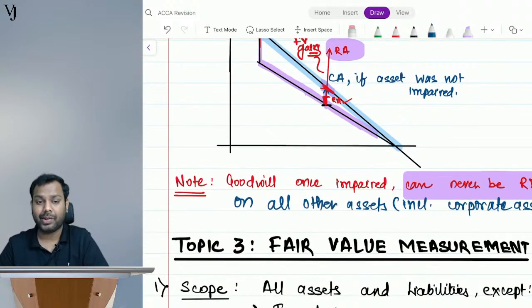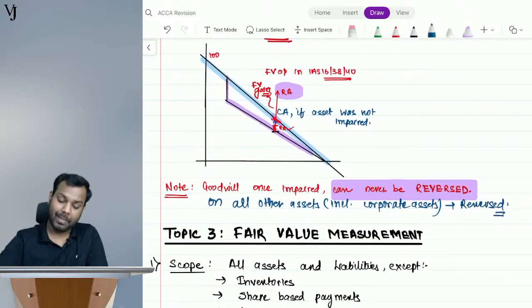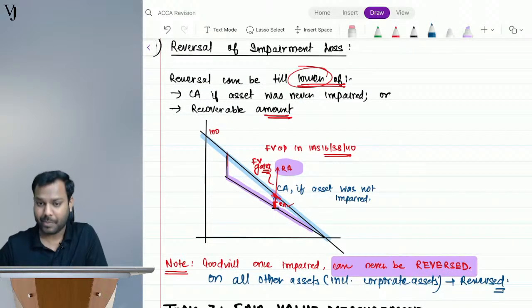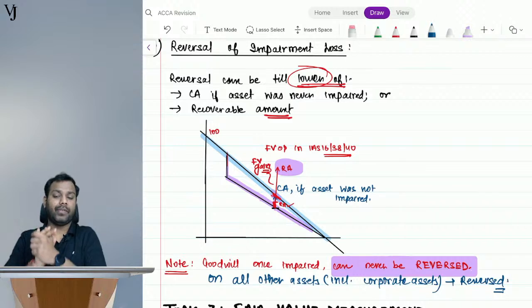I believe it is clear, everyone. We have revised impairment loss in a mere 35 minutes.